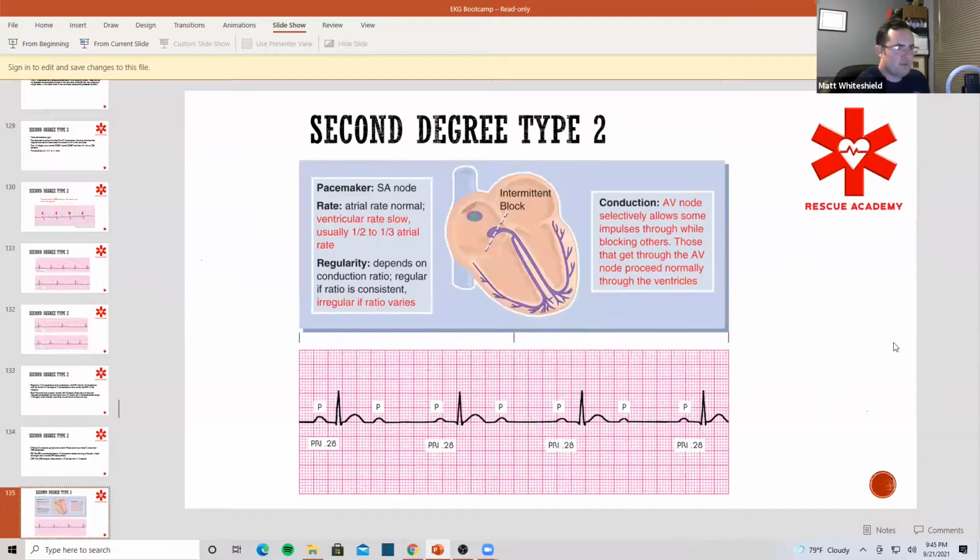We're good with second degree type 2. We just talked about it a bunch. Remember, pay attention to these PRIs. You see how they're always the same? PRI is always the same, but we have these missing beats.